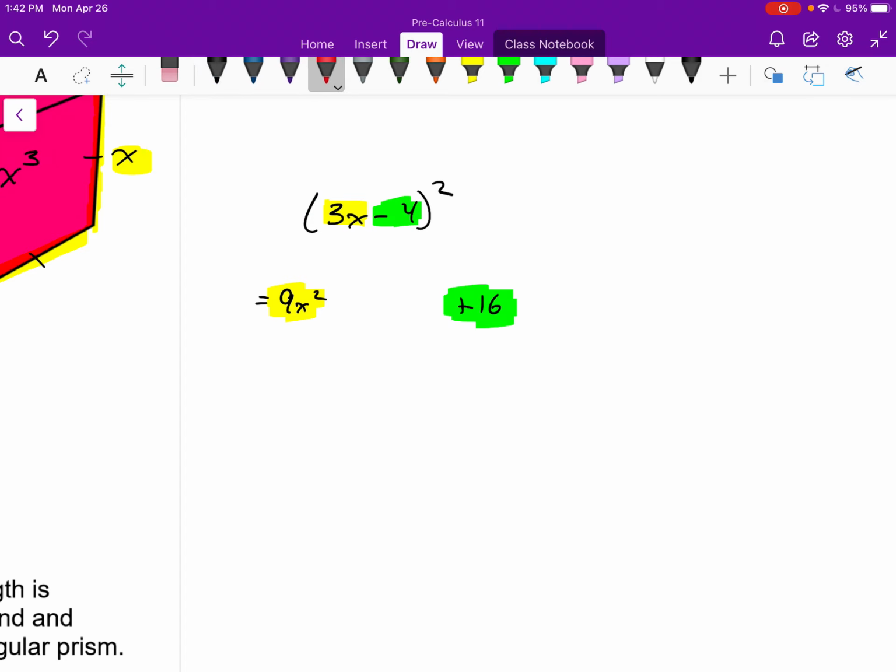The middle term is going to be 3x times negative 4, which is negative 12x, two times. So times 2. And so negative 12x times 2 is negative 24x. There we go. So with that said, that's what we call squaring a binomial. And ideally, again, especially in a course like this, we can go from here to here rather quickly.